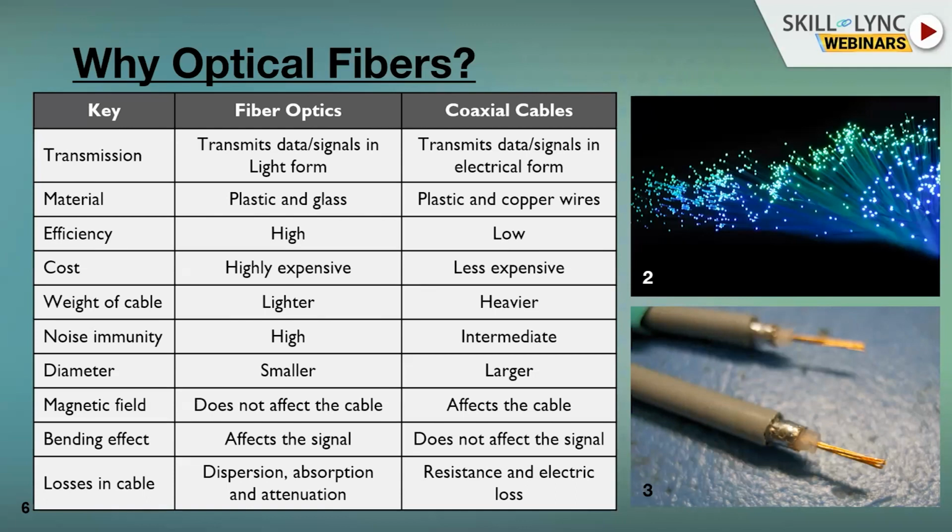Then the cost, because it always comes to the cost. The fiber optics are a bit expensive, whereas the metal cables are much less. For example, 1 meter of fiber optic cable costs around 300 to 500 rupees, whereas the metal cable costs somewhere around 100 to 150 rupees max.